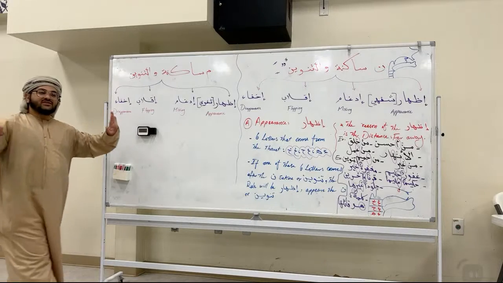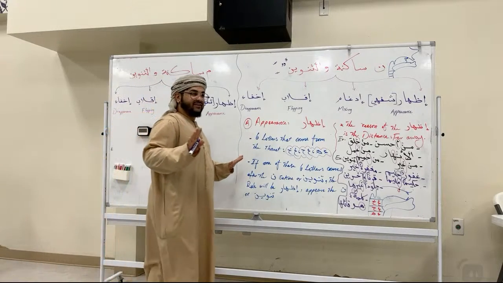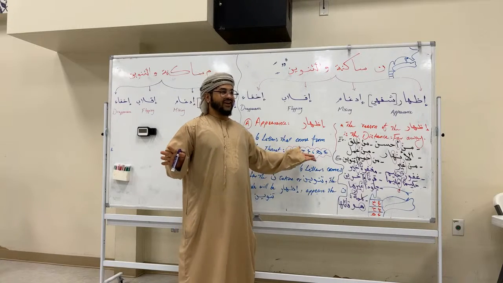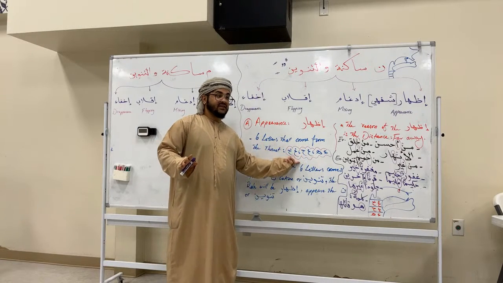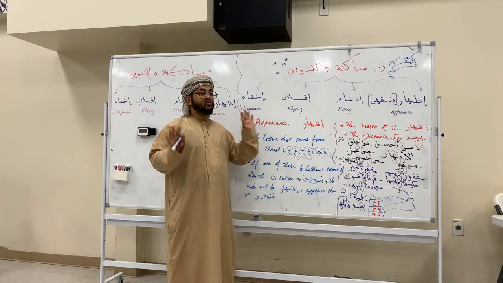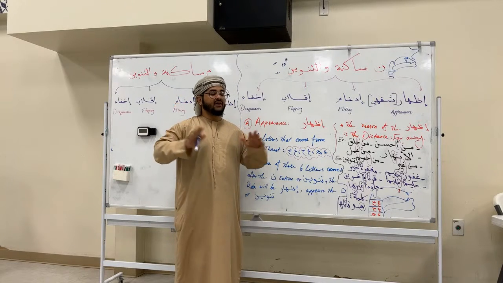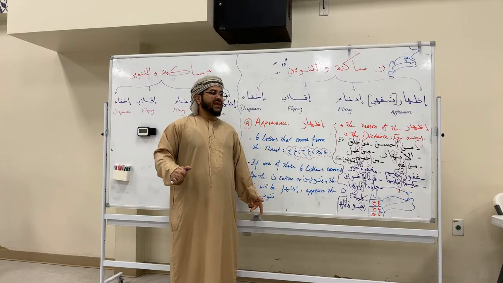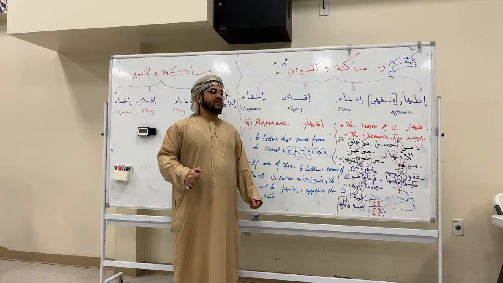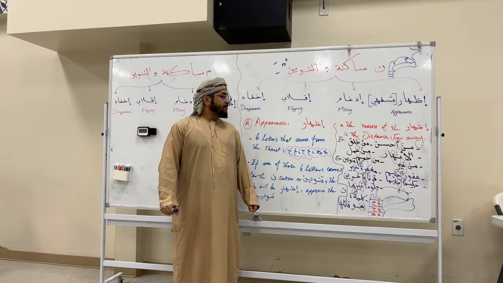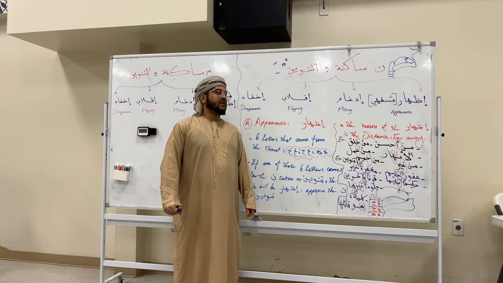So this is so easy, right? Easy. The idhar, you have six letters. If they come after nun sakina or tanween, you pronounce the nun or tanween. You make it very clear. How do you read them? من أحسن. You don't say من أحسن قولا. من خير. من خلق.